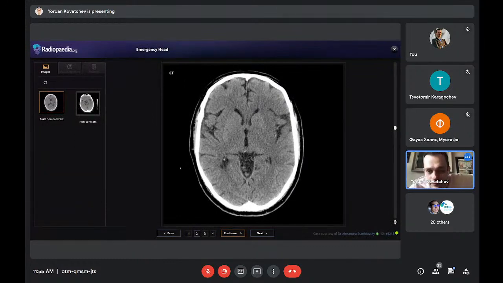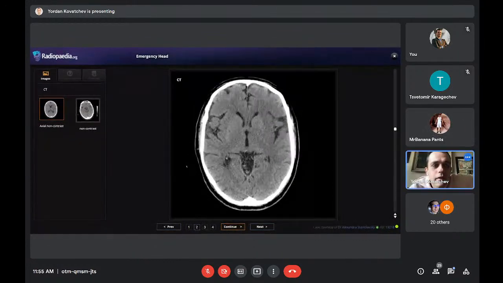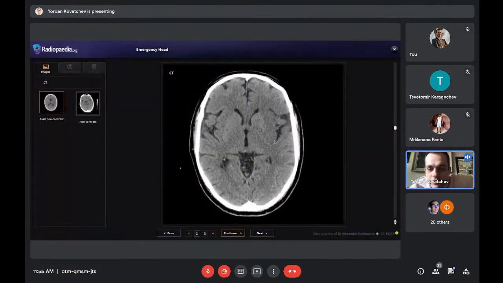And the ribbon sign on the left. Sorry, the ribbon sign on the left. Yes, on the left side. Just one second. Right here, this is the left side. You mean the insular ribbon, right? Yes, exactly. This is one of the two things that you have to see on this CT. This is the first thing, or if you start from the bottom, the second thing. But in our case, the first thing.